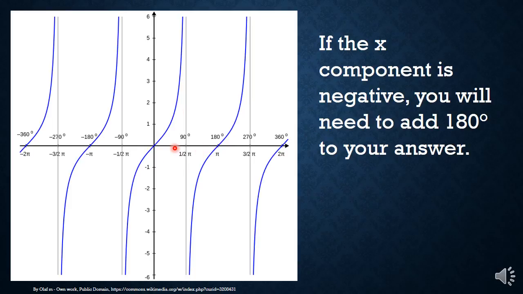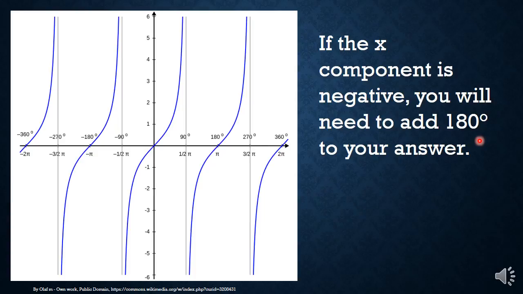Anytime you use inverse tangent on your calculator, it's going to give you an angle between -90 degrees and 90 degrees. It can't tell the difference between an angle that has a positive x and a positive y and one that has a negative x and a negative y. So if the x component of your vector is negative, you'll need to add 180 degrees to the answer that you get when you use inverse tangent.